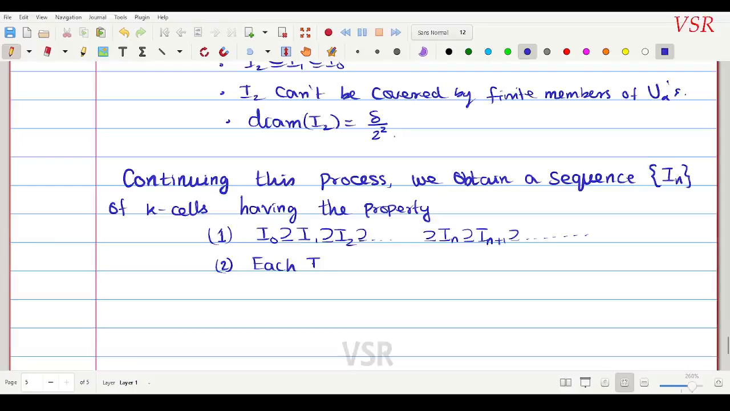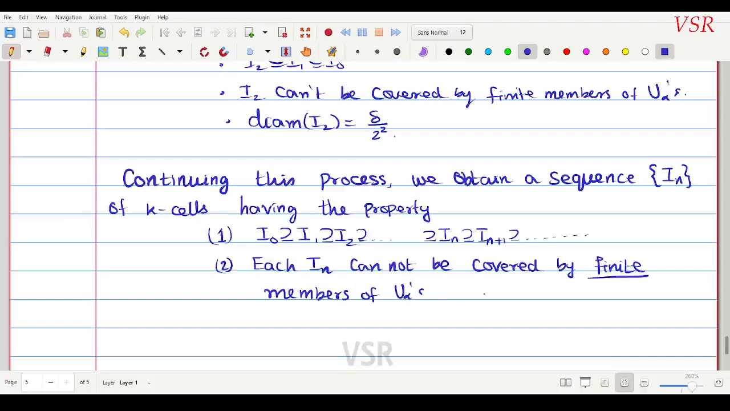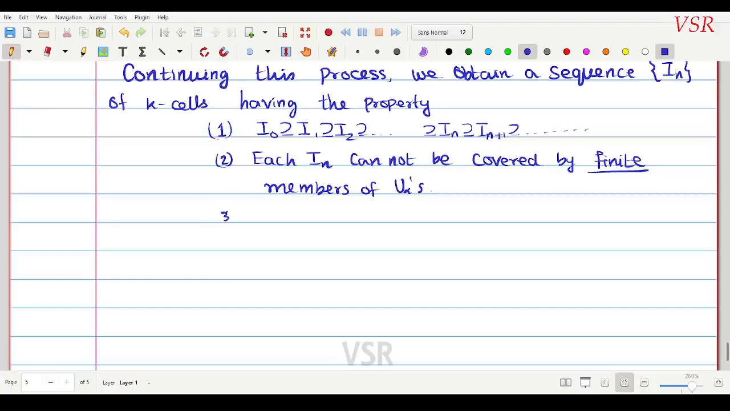each In cannot be covered by finite members of the U alphas. This is the most important thing: using finite members of the U alphas, we cannot cover it. So this is the second condition, and the third condition is that the diameter of In is equal to delta divided by 2 to the power n.